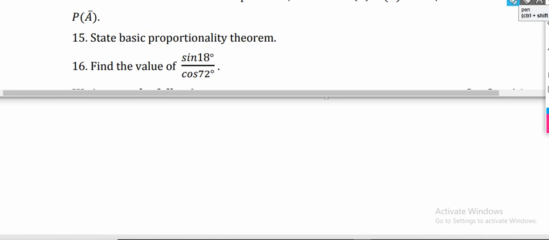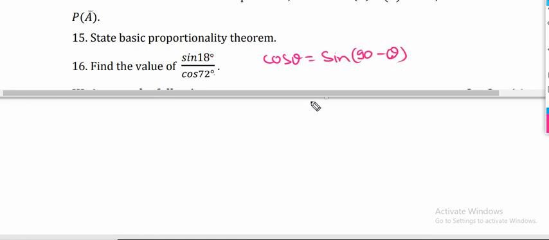Then find the value of sine 18 degree divided by cos 72 degree. Here you observe these two are not standard angles, so we have to apply the complementary angles. So what about the complementary angle formulas? Cos theta is equal to sine of 90 minus theta, or sin theta is equal to cos of 90 minus theta. We have to substitute any one of them in this equation.